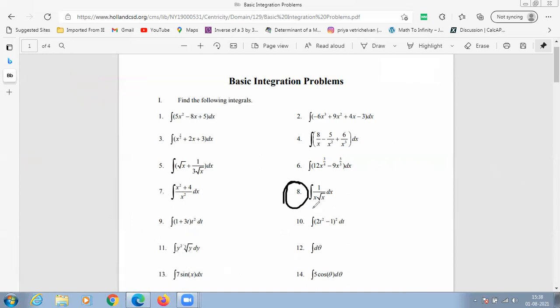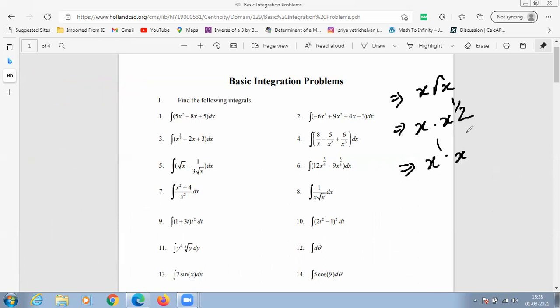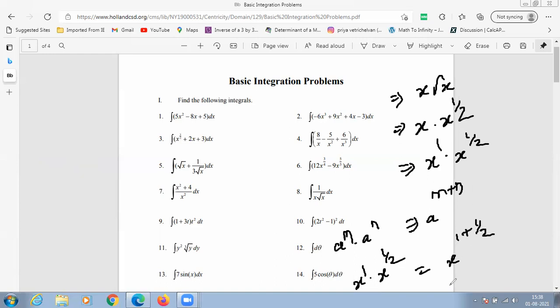Question number 8. In the denominator, you do have a rational term, right? x into square root of x, and this can be simplified. x into square root of x can be simplified as x times x power 1 by 2, which is x power 1 into x power 1 by 2. And you know the rule, a power m times a power n can be written as a power m plus n. By using that, I can write x power 1 into x power 1 by 2 as x power 1 plus 1 by 2, which is x power 3 by 2, right? So this can be written as integral 1 divided by x power 3 by 2 dx.